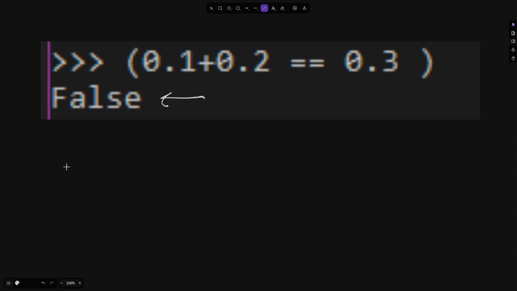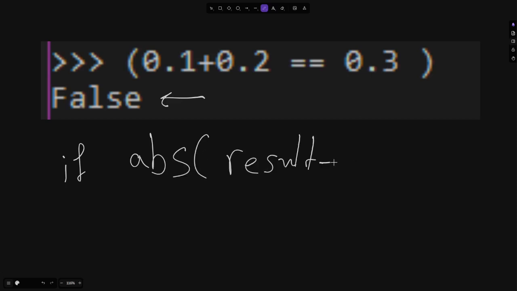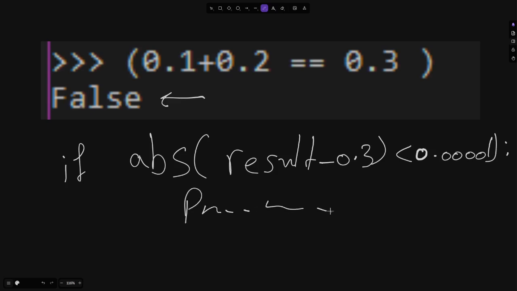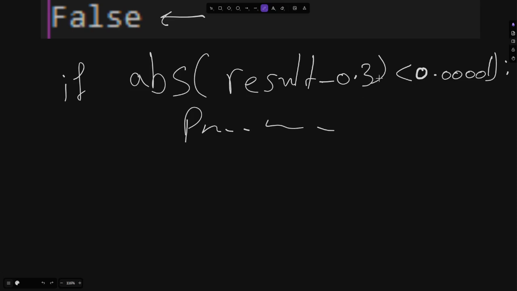So the best solution for this in your code is this snippet: if the absolute value of the result minus the value we want, let's say 0.3 for instance, is smaller than a delta. This delta is the change, the error itself. So let's say it's 0.00001, then do whatever you wanted to do. Here it solves the problem of the error that was being caused by the excessive value.